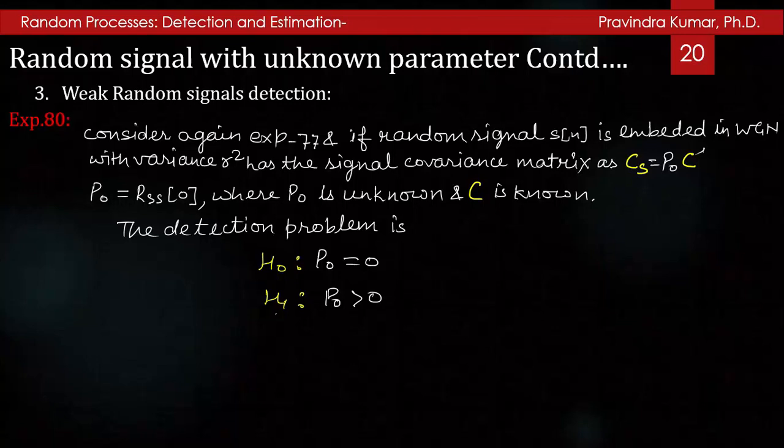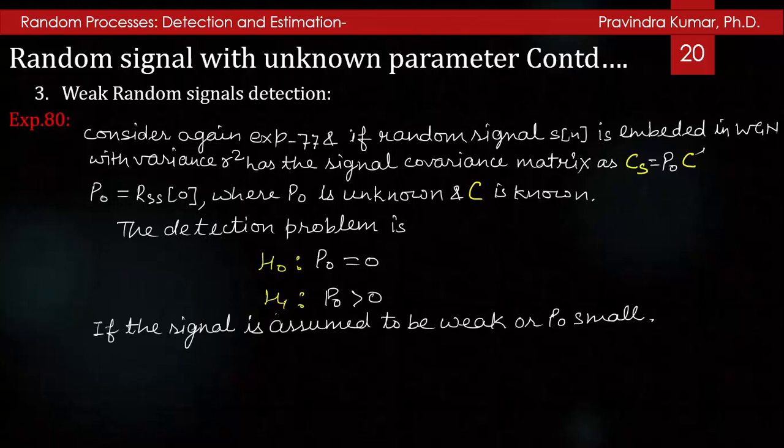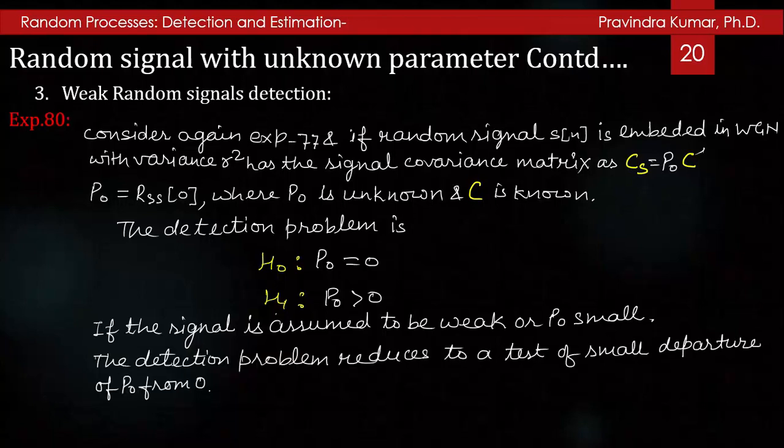If the signal is assumed to be weak, or P0 is very small, then the detection problem reduces to the test of a small departure of P0 from 0. In this case, the locally most powerful (LMP) detector can be employed.